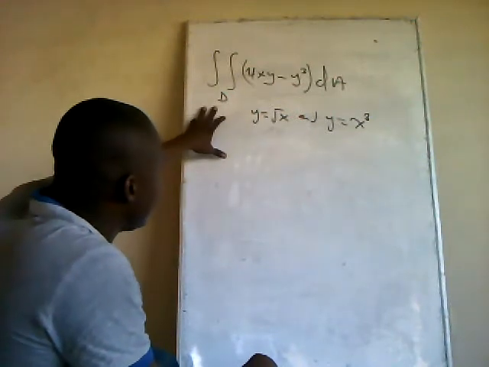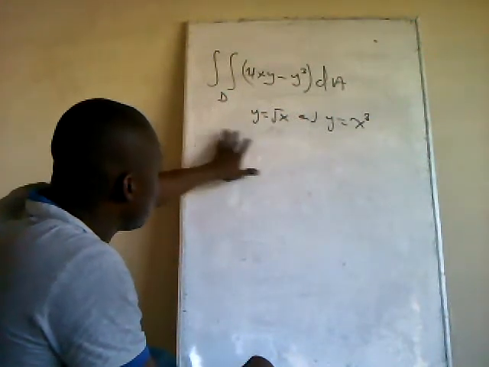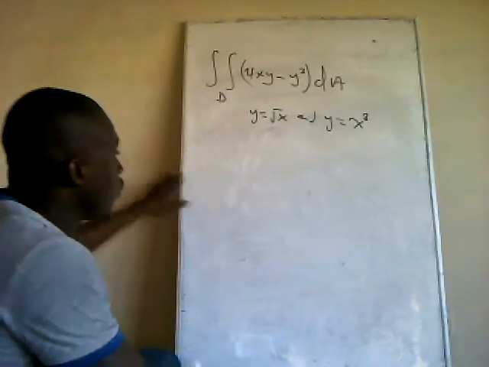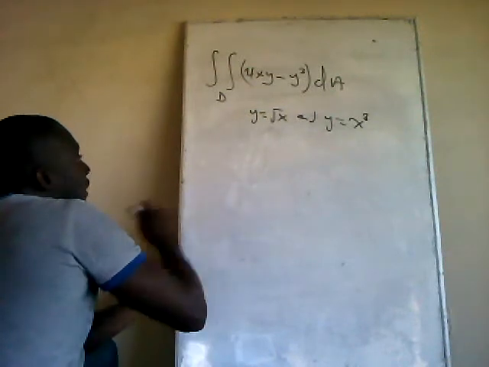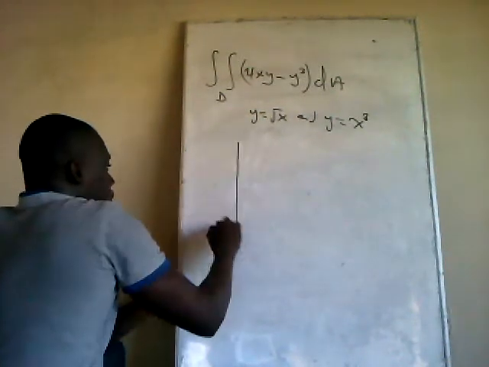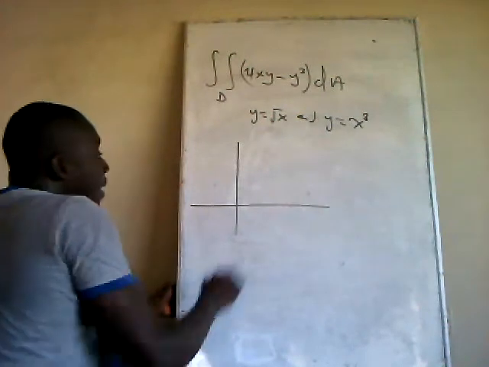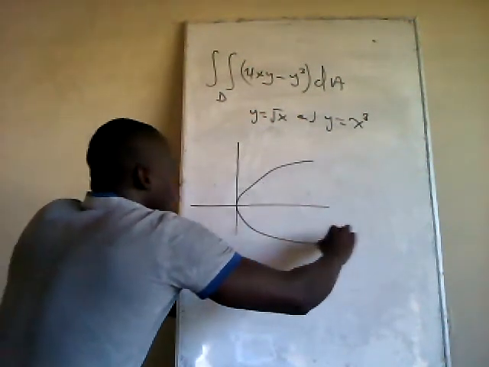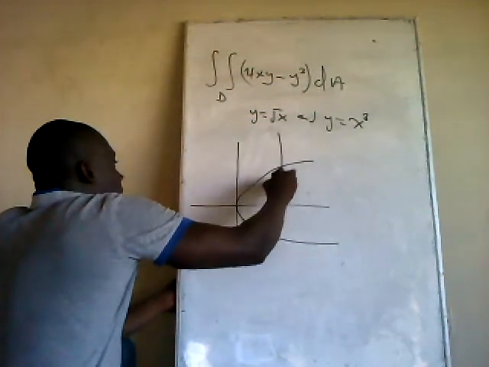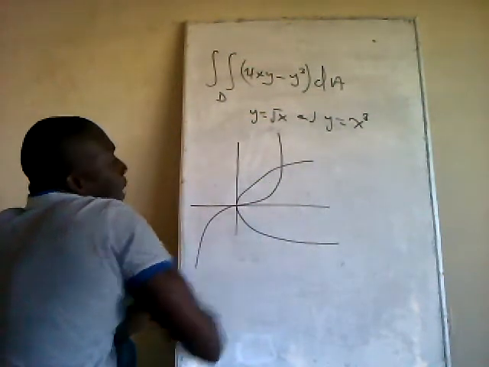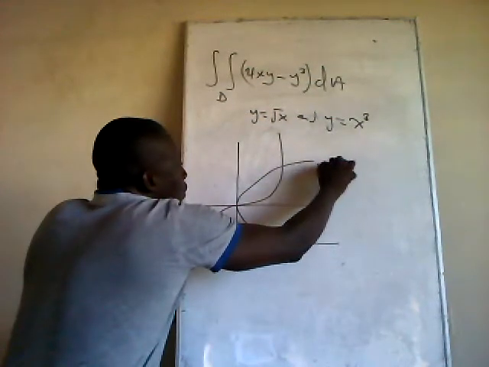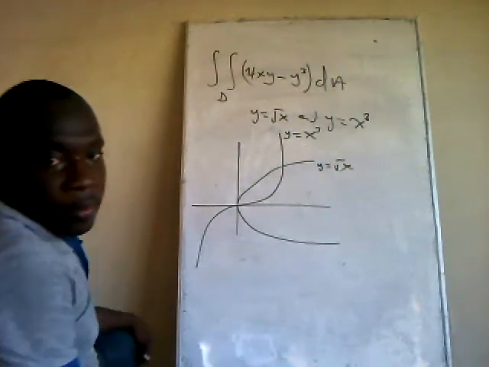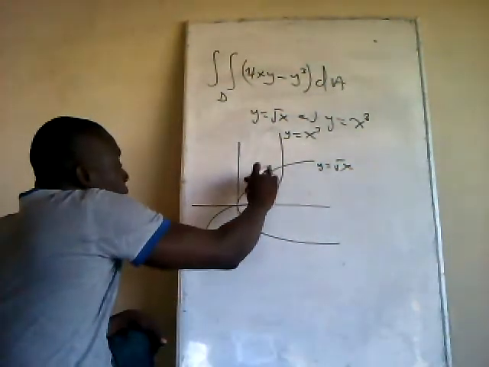He says that D is the region between y is equal to root of x and y is equal to x to the power 3. So first we sketch our region. Now y is equal to root of x goes like that. We've seen this before in the coordinate system. And y is equal to x to the power 3 goes like this. This is y is equal to root of x and y is equal to x to the power 3. Okay, so here this is our region.